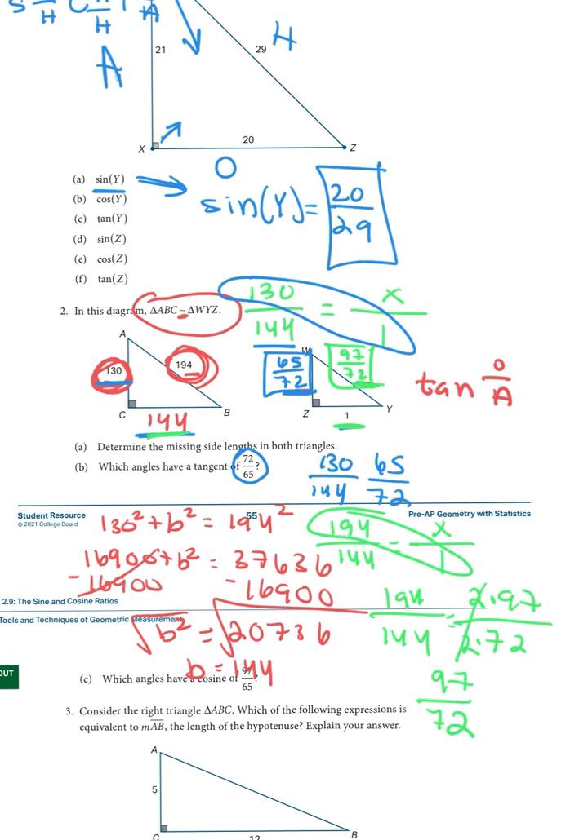So if I do, how did I get 65 over 72? I got 65 over 72 by doing 130 and 144, right?